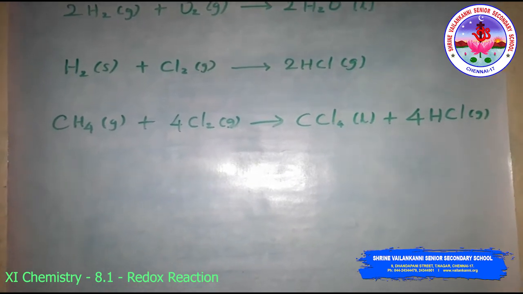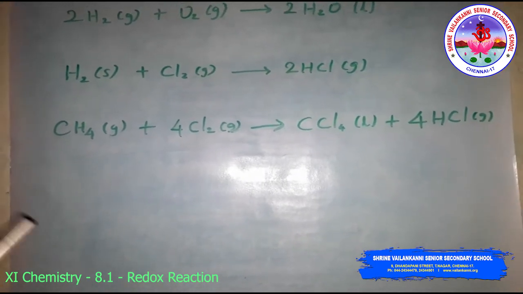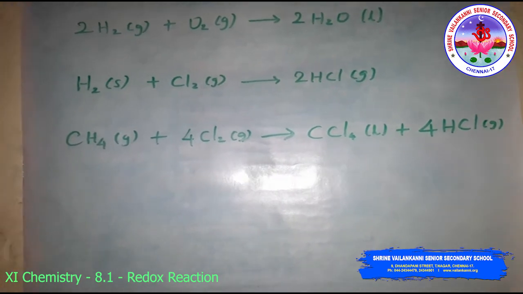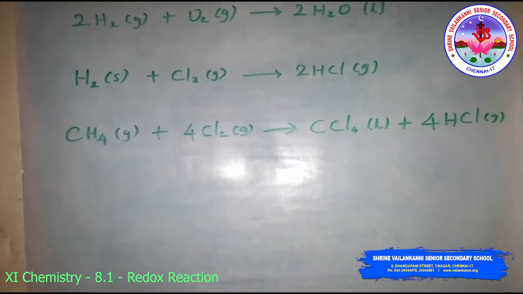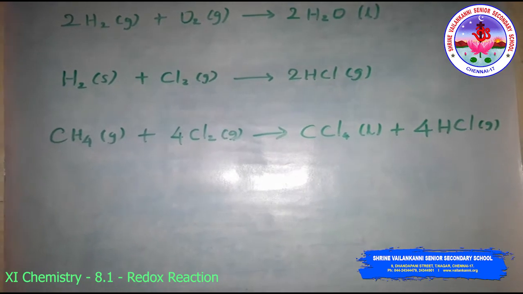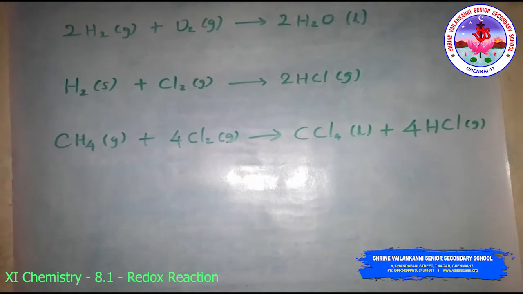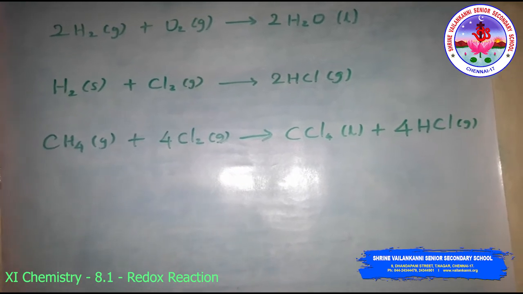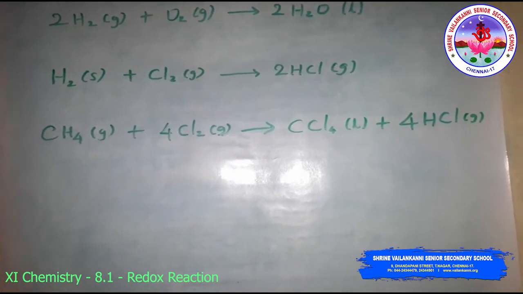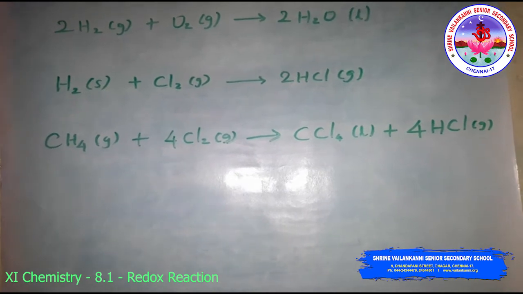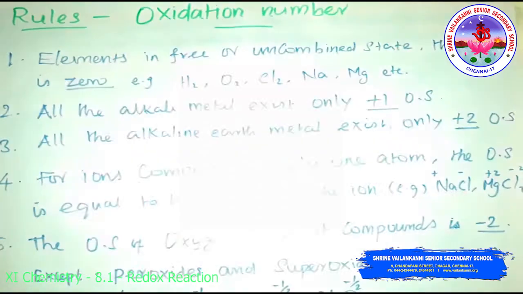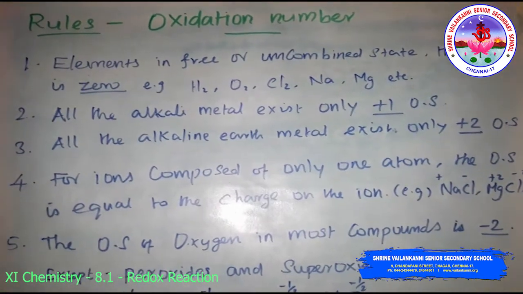Before that, it is not always possible to remember or make out easily in a compound which element is more electronegative than the other. Therefore, a set of rules has been formulated to determine the oxidation number of an element in a compound. Rules of the oxidation number.